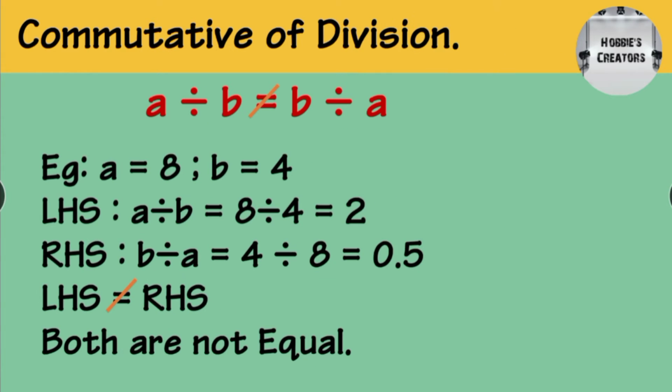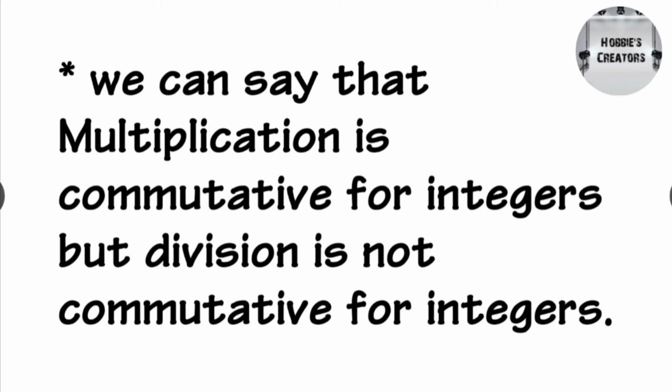Now we can move on to commutative of division, which is nothing but a divided by b is not equal to b divided by a. We can just see by an example here. a here is 8 and b here is 4. We can do the left hand side first. So a divided by b, 8 divided by 4, is nothing but 2. b divided by a, 4 divided by 8, is nothing but 0.5. So do we get the same answer here? No, we don't get the same answer. So commutative of division is not possible. So we can say that multiplication is commutative for integers, but division is not commutative for integers.